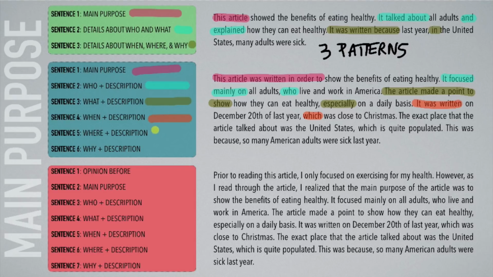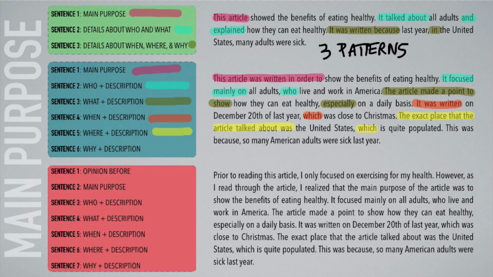Sentence number 5 deals with where plus the description. Okay, let's read it. "The exact place that the article talked about was the United States, which is quite populated." Now, for this sentence, we have a longer pattern: "the exact place that the article talked about was." It's a very long pattern, but it's very good to use this pattern when you are writing a summary of an article and it needs to be done at an intermediate level. And the second part is "which." Okay, all right, let's move on.